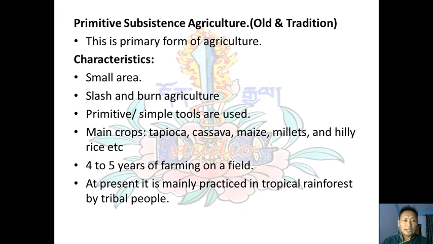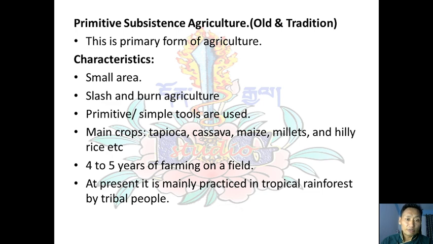So the following are the characteristics of primitive subsistence agriculture. Characteristics we can also call features. In primitive subsistence agriculture, the size of agricultural land is very, very small. This type of agriculture is also called slash and burn agriculture. In order to cultivate the crop, we have to make the agricultural land. First thing, we have to slash, we have to cut the trees. That is called slash. And next, after the trees are dried off, we have to burn these trees. So this type of agriculture system is also called slash and burn agriculture.